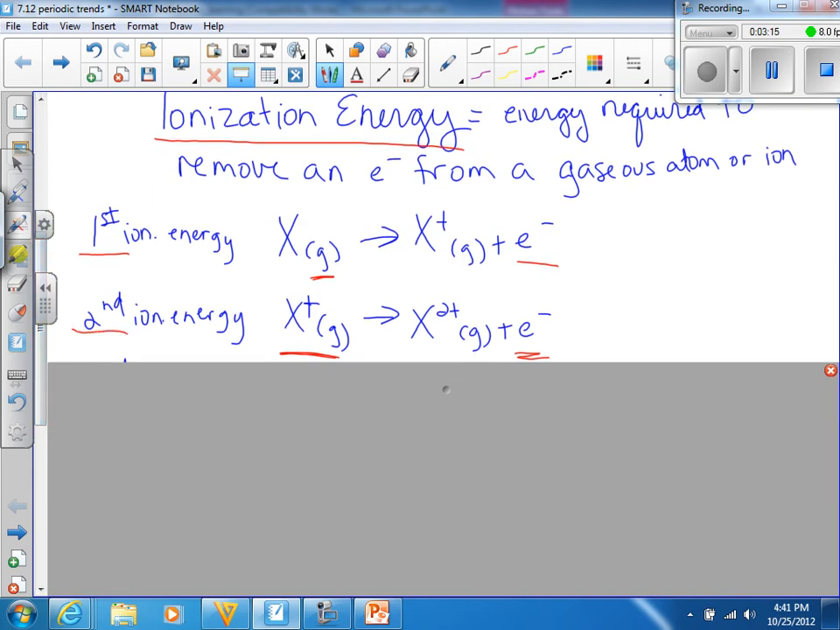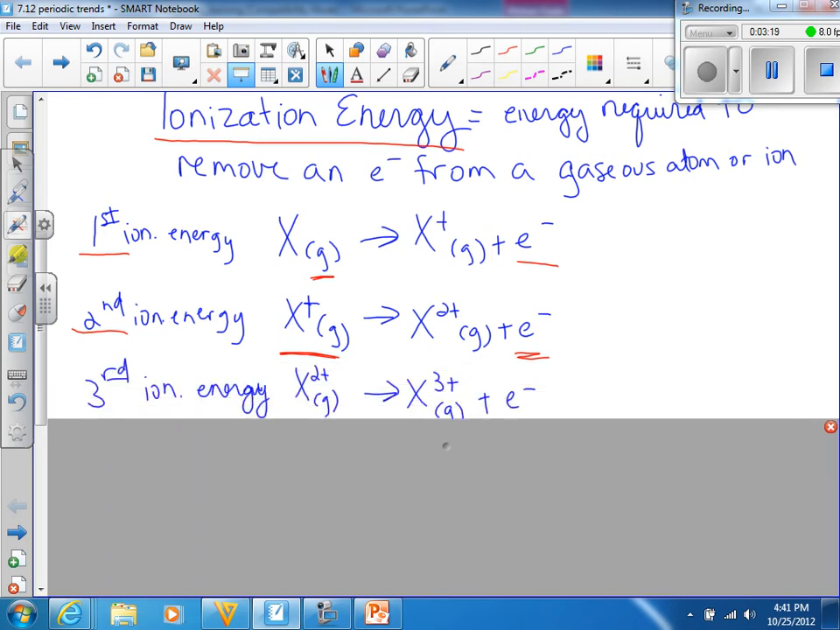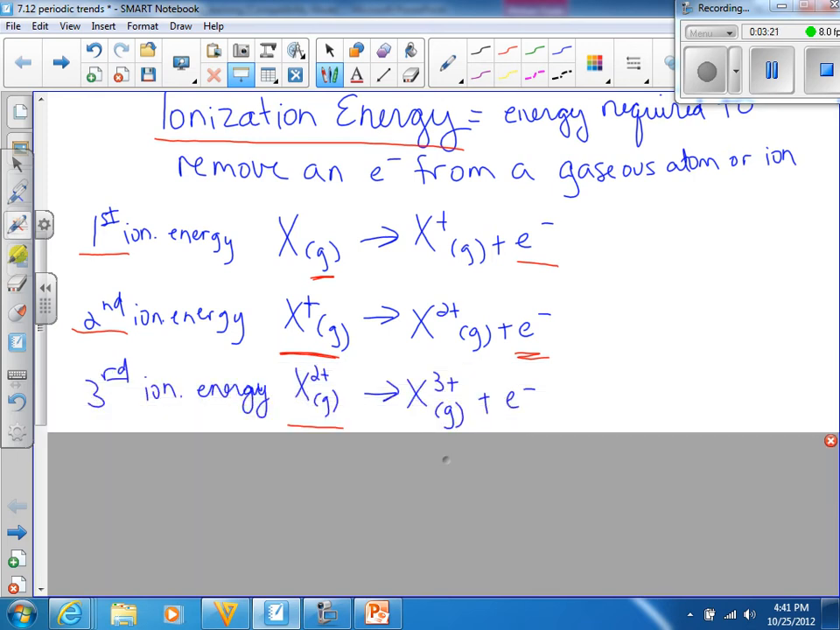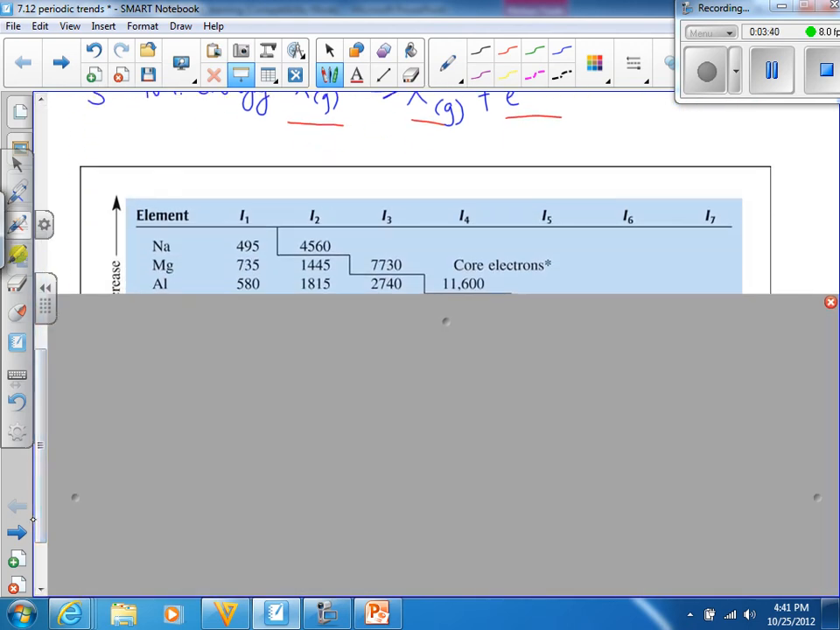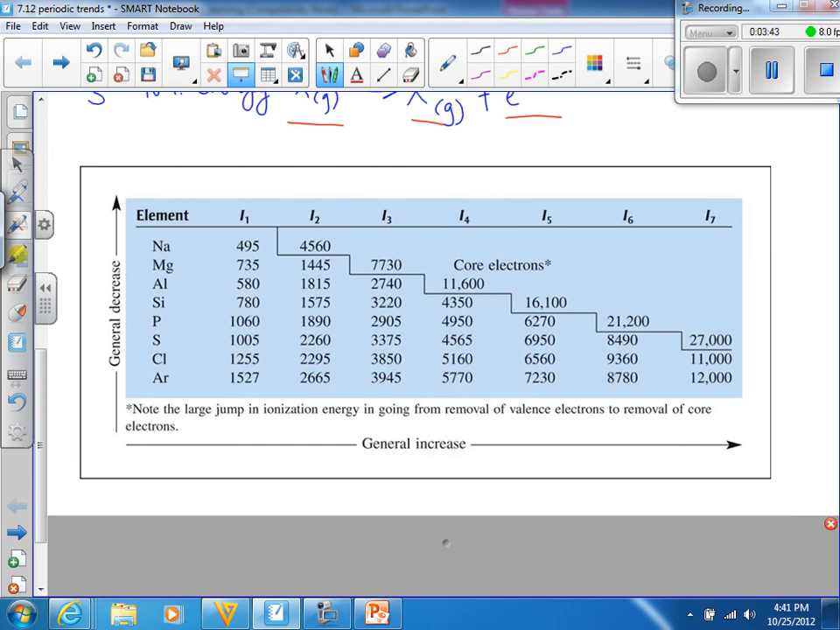So what do you think the third ionization energy would be? Hopefully you figured it out. We'd start with an ion with a +2 charge, because we've already taken off 2 electrons. We take off a third electron, and we end up with a +3 charge. And we can go on, the 4th, the 5th, the 6th, the 7th ionization energy. So let's look at some trends. This I1 through I7 is just representing the first ionization energy up through the 7th ionization energy.